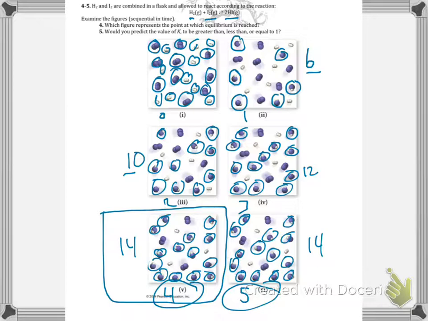Now the other question is, is the K value greater than, less than, or equal to 1? And the question you need to ask yourself is, are there more products or are there more reactants? Well, there's clearly more products. And so because there's more products, that means that the K value of this chemical reaction is going to be greater than 1.